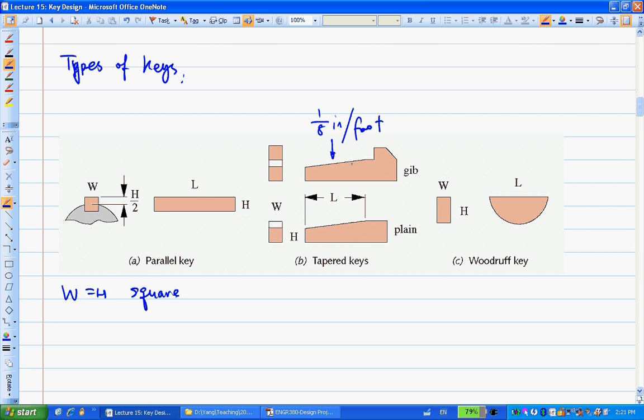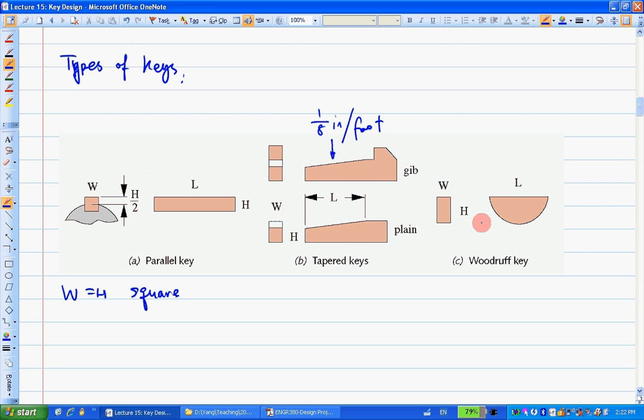The Woodruff key is a semicircular kind of key, and it's usually used on small shafts, because it's a semicircular shape, so you cut relatively deeper into the shaft. So that's the Woodruff key. Now, when you look at it from the side view, it looks pretty much the same as a parallel key here. It also has a width and a height, like this.